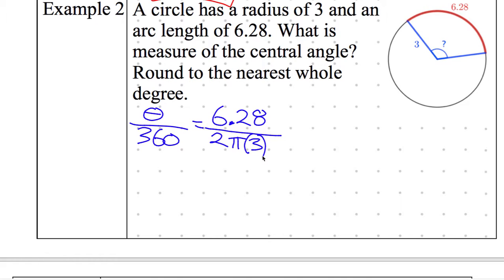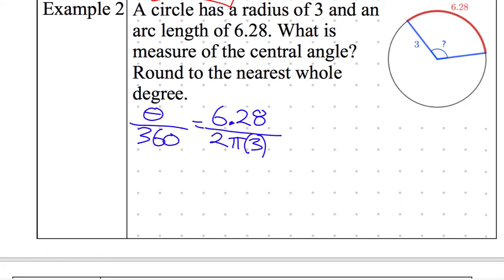All right, we have everything set up. Now we need to solve. This is where you pull out your calculators and get ready to solve for theta. In order to solve for theta, what do I need to do to both sides? You can cross multiply, but I'm not going to cross multiply because that's just going to add another step. What do I need to do to both sides of this equation to get rid of 360?